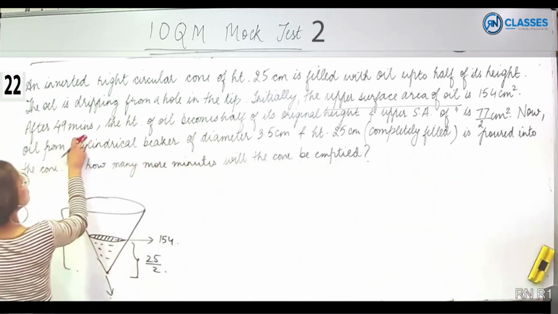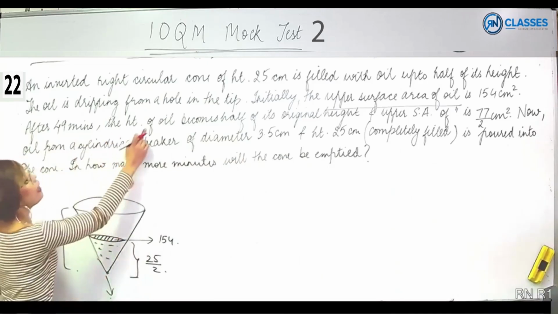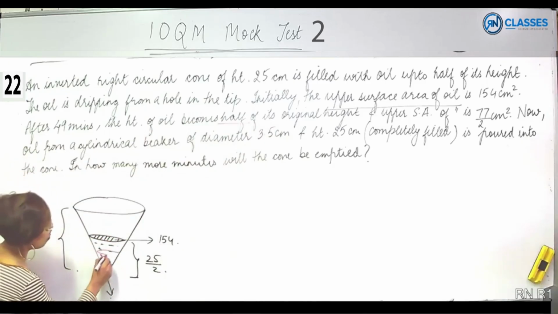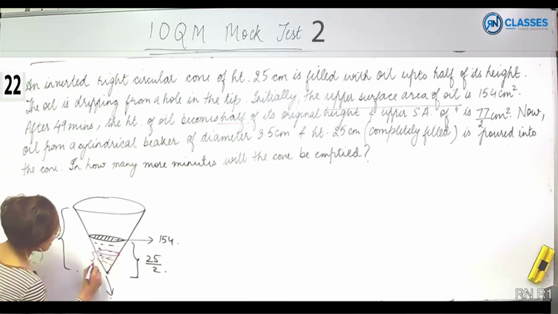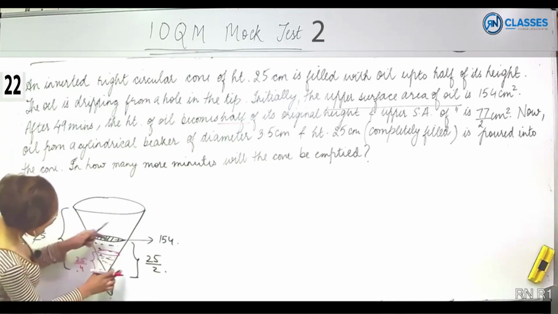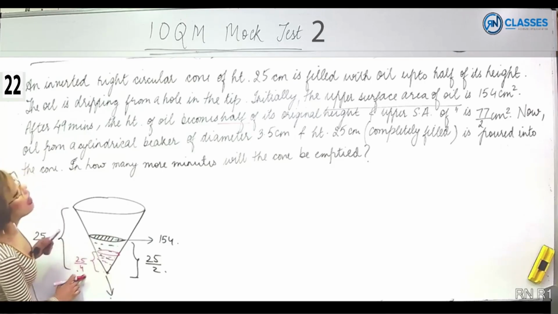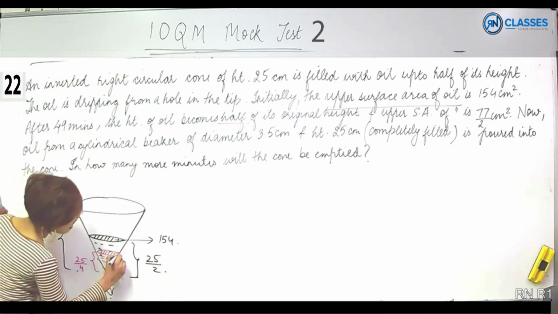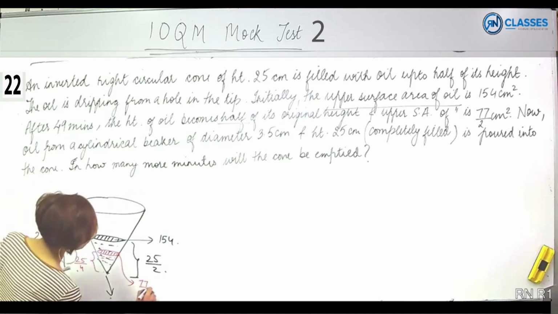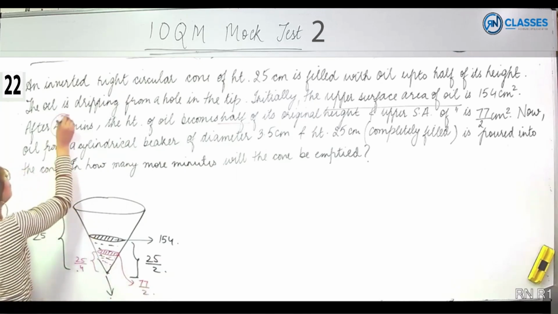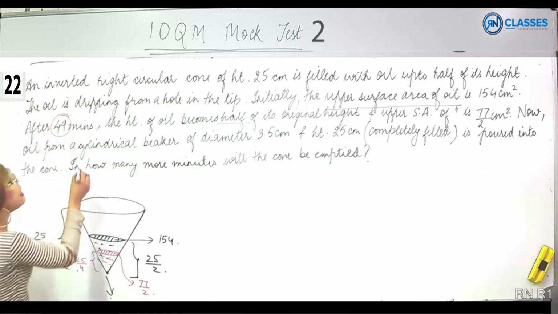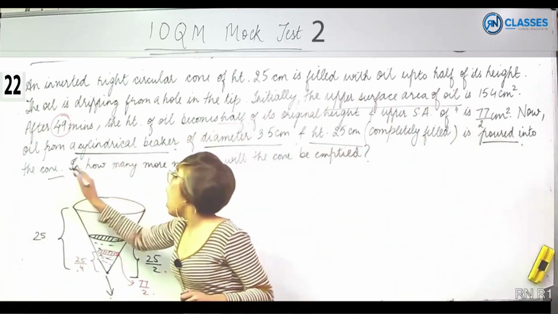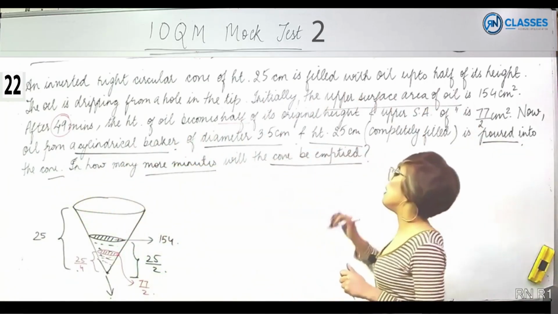Now he says after 49 minutes, since the oil is coming out, the height of the oil becomes half of its original height. So now my oil is here. This height is 25 by 4. Why? Half of this. That is 25 by 4. And now he says the upper surface area. So oil is here, upper surface area is this one. This is how much? This is 77 by 2. And this all happens in 49 minutes. Now what happens? Oil from a cylindrical beaker of diameter this and height this is poured into the cone. In how many more minutes will the cone be emptied out?